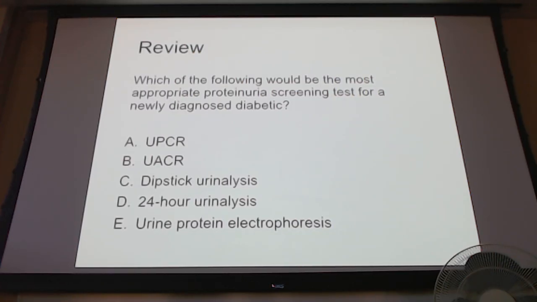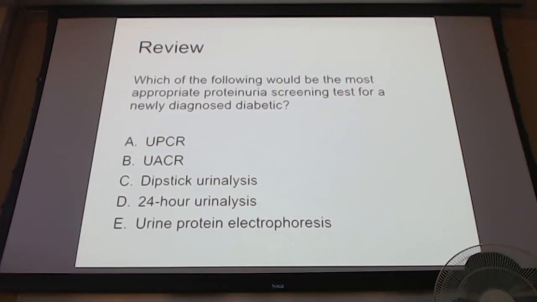You want to know albumin, because albuminuria is what? Bad. High mortality. It's an independent indicator of an increased risk of all-cause mortality and morbidity. Right. So urine albumin creatinine ratio.